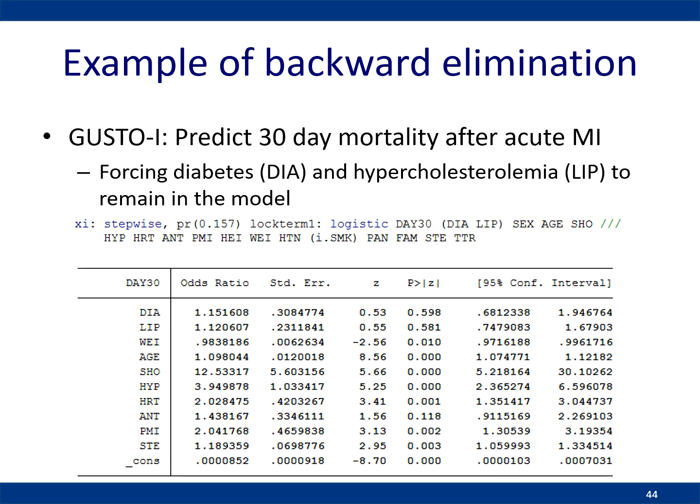If, on the other hand, we had some known predictors that we wanted to force into the model, we can do this quite easily. So, for example, if we wanted to ensure that diabetes and hypercholesterolemia remained in the model, we can use this lock term 1 option. It just locks the first term in the model, so therefore we put brackets around any variables that we do want to force in, so it treats them as a single term. And now here we can see that these two variables remain in the model, even though their p-values are greater than the probability that we specified for removal.